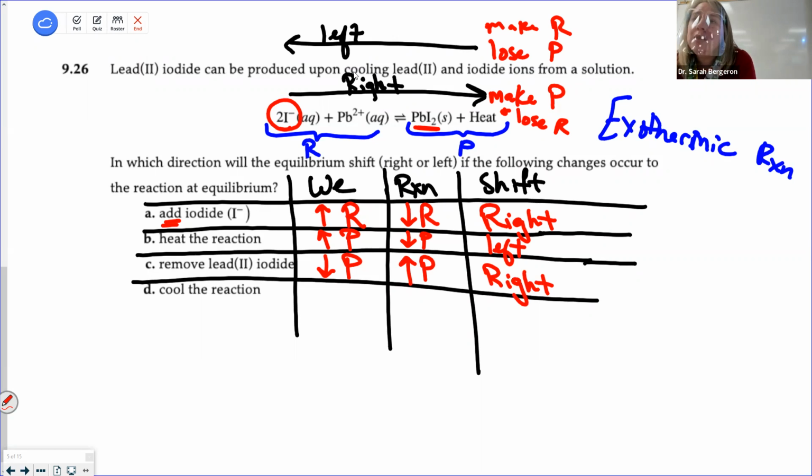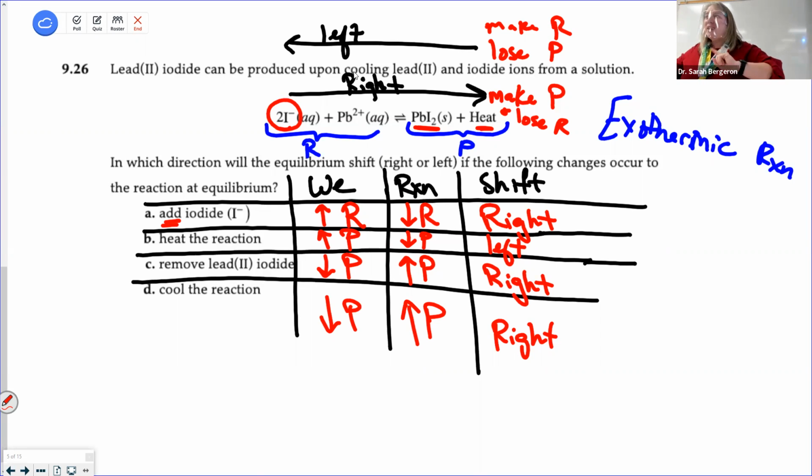Okay. Cool the reaction. Where do you see temperature in this reaction? In the products. Temperature, whether you're heating or cooling, doesn't matter. Temperature in this reaction is in the product. If you cool the reaction, are you increasing or decreasing the amount of heat? We decrease it, so the reaction will have the opposite. It will increase. So how do we increase product? Right shift. So just by heating or cooling a reaction, I can drive it in one way or the other. Isn't that cool? It's awesome. And chemists use that all the time.